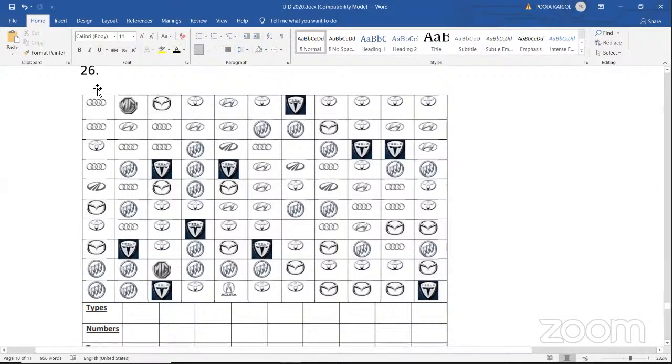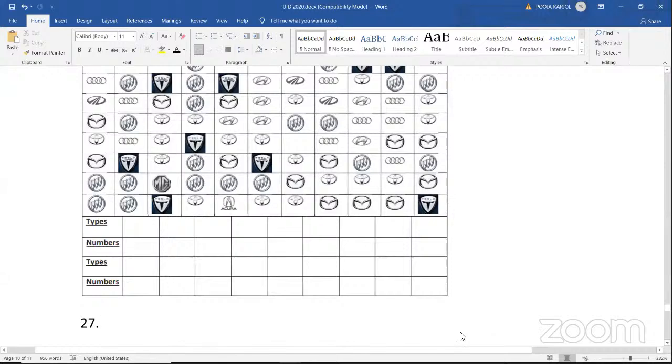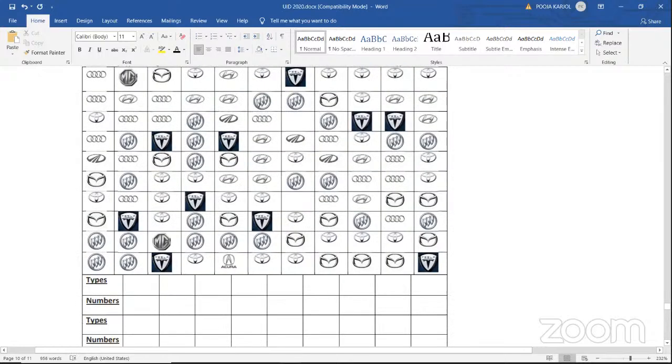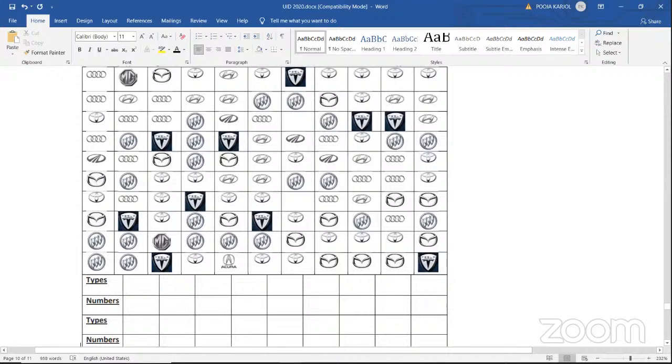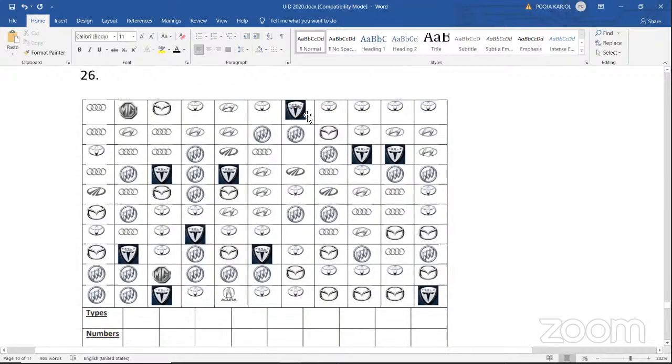Now, each of them you have to find out. Can you tell me the least one? Acura, which has just one, I think. I didn't see it anywhere else. Correct? One. Always start from the least, then the number will increase. Now, the Tesla logo is a dark pattern behind the white, so it is very easy to locate. 1, 2, 3, 4, 5, 6, 7, 8, 9, 10.